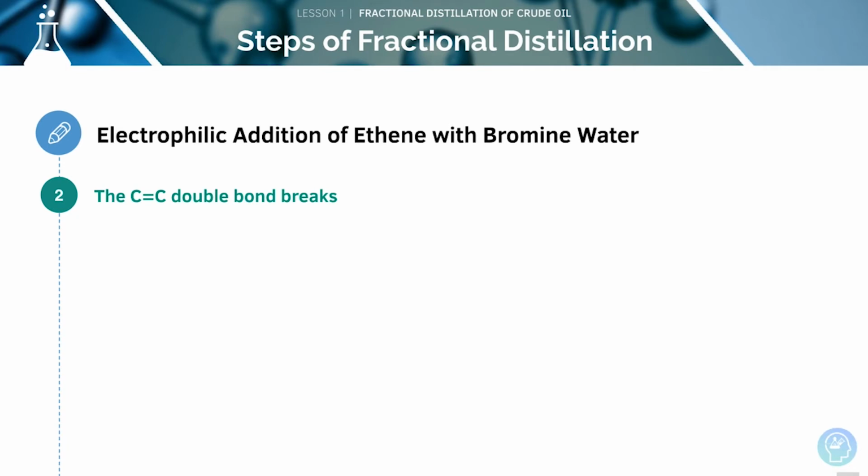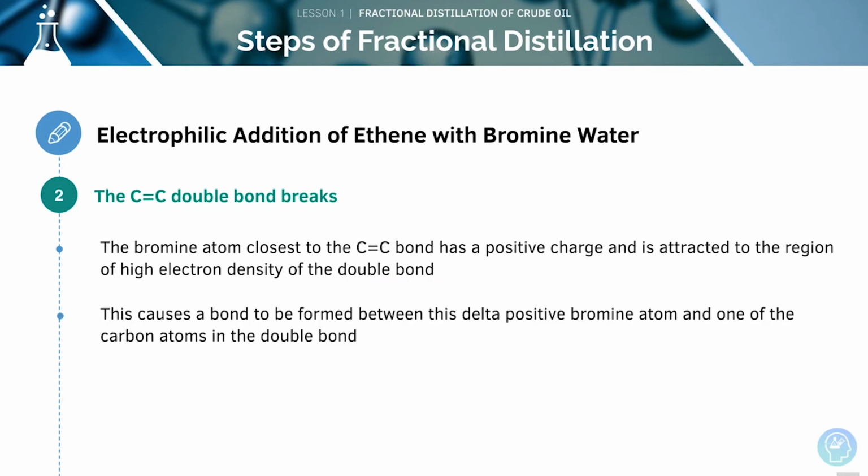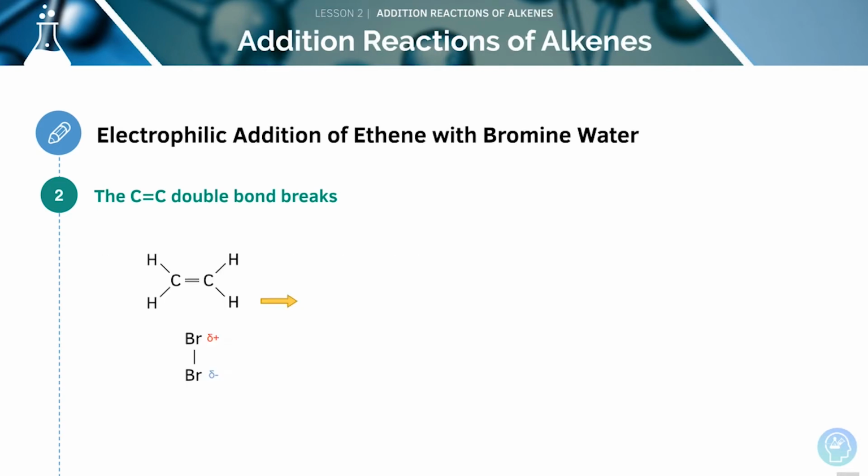As the bromine atom closest to the carbon-carbon double bond has a delta positive charge, it is attracted to the region of high electron density of the double bond. This causes a bond to be formed between this delta positive bromine atom and one of the carbon atoms in the double bond. This causes the double bond to break. Remember that the electrons in the bromine-bromine bond are repelled further by the electrons in the carbon-carbon double bond, until eventually it causes the bond to break.